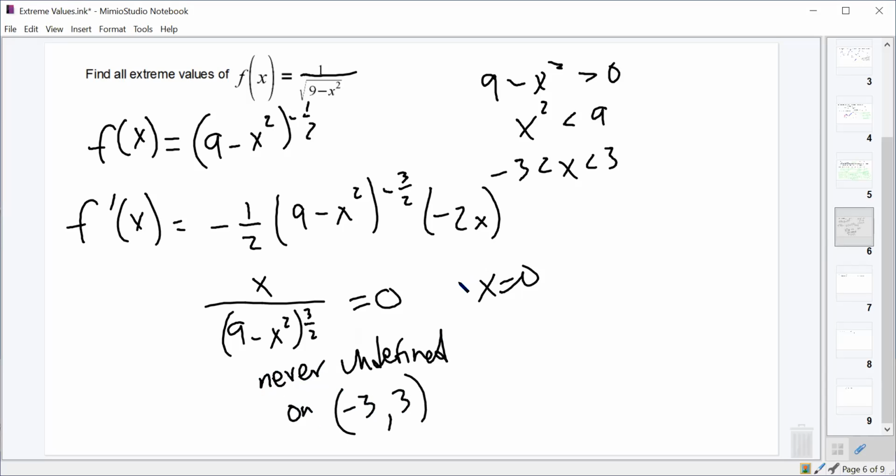Everybody good with that? Yes. Okay. So if our critical value is x equals 0, then we can only have either an absolute max or an absolute min. We're not going to have both. And how will we determine what it is? Well, first off, let's find what f of 0 is. What's f of 0?